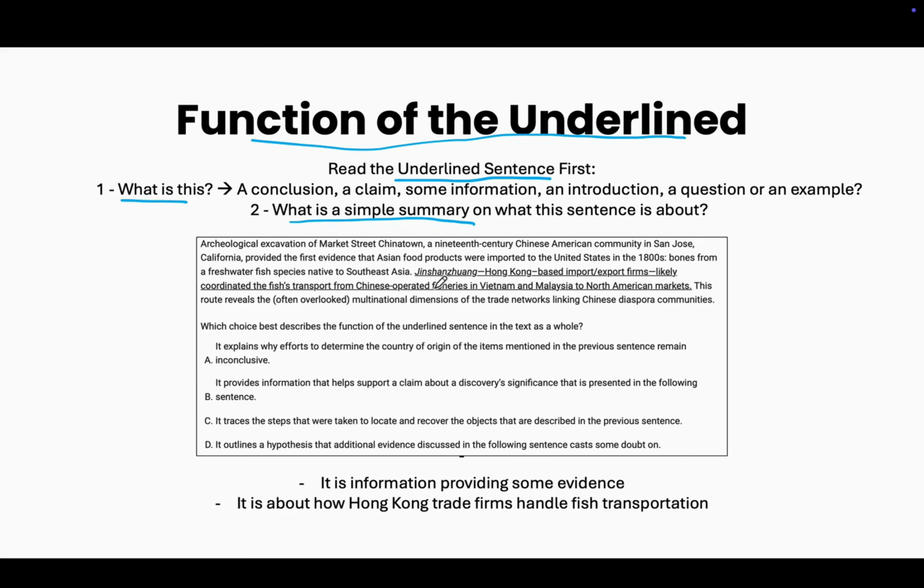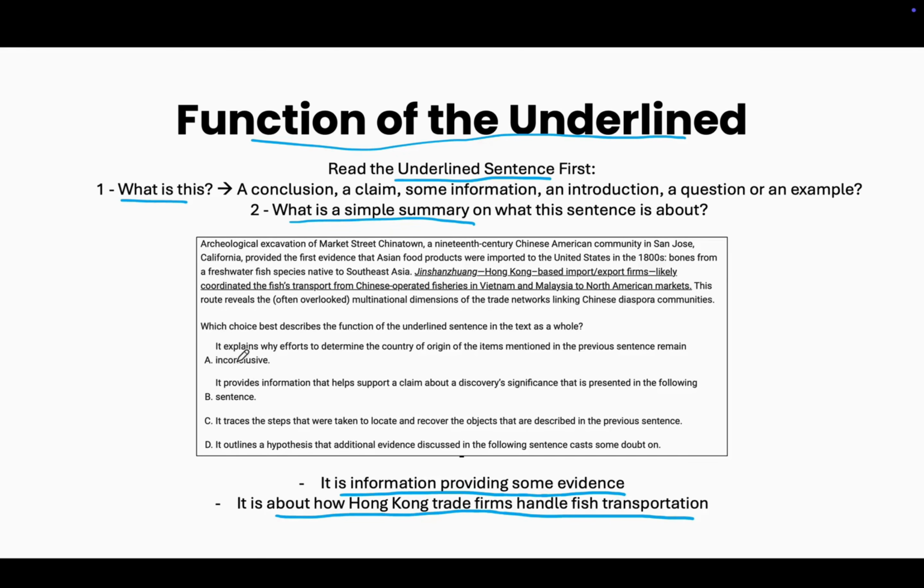Here's the underlined sentence. Jin Shang Zhuang, Hong Kong-based import-export firms, likely coordinated the fish transport from Chinese-operated fisheries in Vietnam and Malaysia to North American markets. So, first of all, what is this? It is information providing some evidence. Second, what is a simple summary of what this sentence is about? It is about how Hong Kong trade firms handle fish transportation. So now that we understand the premise of the underlined sentence, let's check the choices.